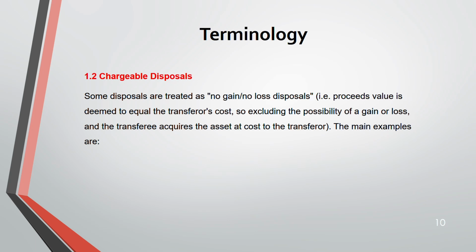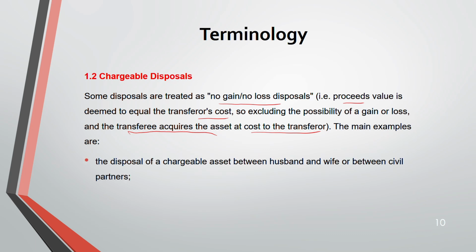Then some disposals will be treated as no gain, no loss disposals. In this case, your sale proceeds will be equal to the cost. So you are not incurring any gain, and you are not incurring any loss. In this case, the transferee is acquiring the asset at the cost to the transferor. Whatever is the cost to the transferor, at that cost only the transferee is acquiring. So these are the main examples.